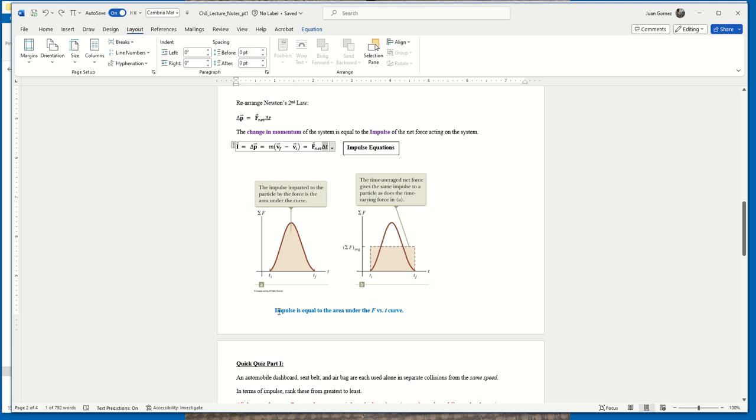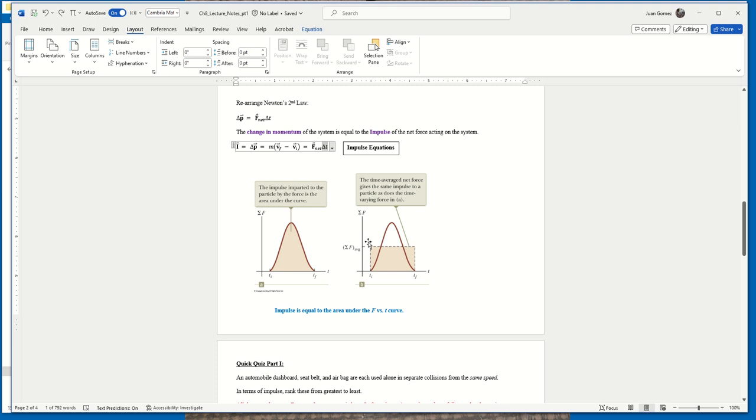And so impulse is also equal to the area under the force versus time curve. And typically the F versus T curve is going to have this peak. Well, we typically take an average. We draw this rectangle from Ti to Tf, and the width of the rectangle is from Ti to Tf.